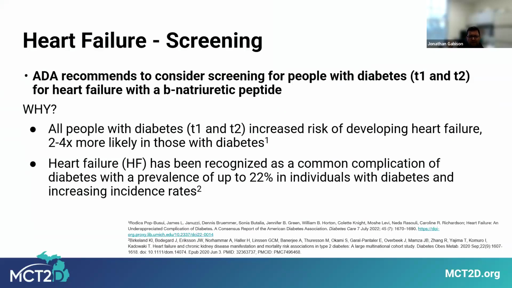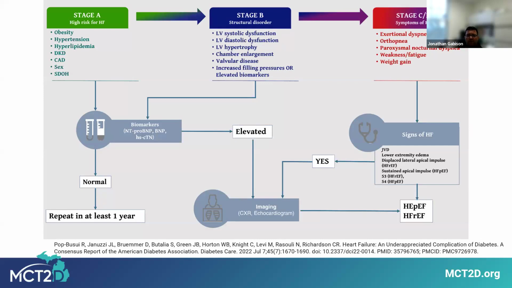So heart failure screening, I found this really interesting. The ADA recommends considering screening for people with diabetes, type 1 or type 2, for heart failure with BNP. This caught me off guard because this is not something that I've thought about doing in primary care. The rationale is that all people with diabetes have an increased risk of developing heart failure, which is a very common complication, and there have been increased incidence rates. This is an algorithm from a consensus report published in 2022 that recommended this yearly screening. And if the BNP was elevated, the recommendation would be to get an echo.